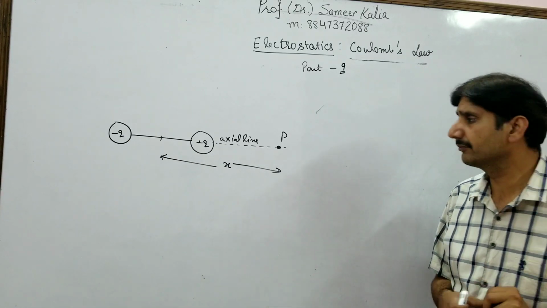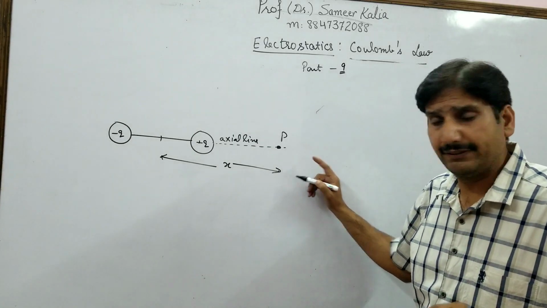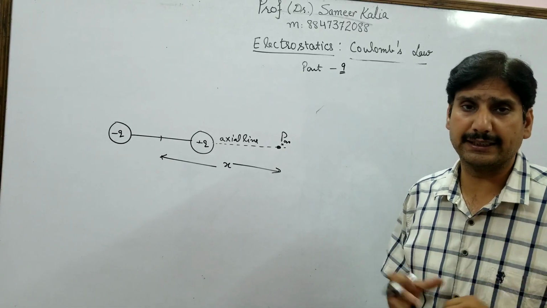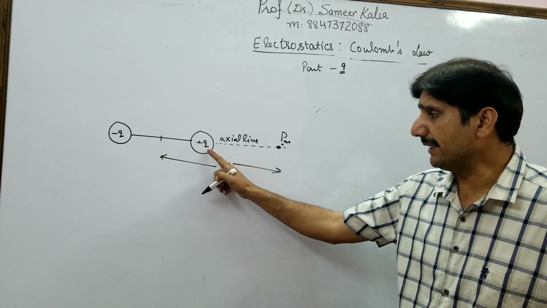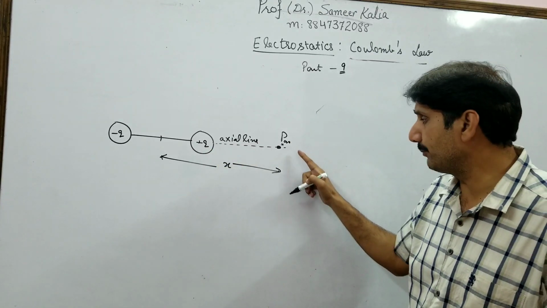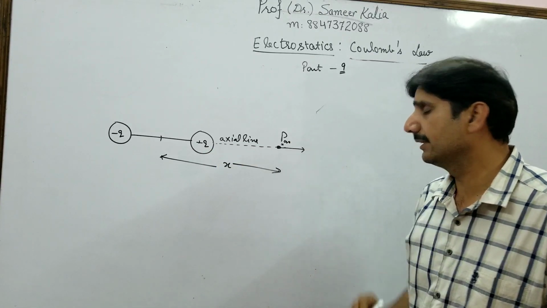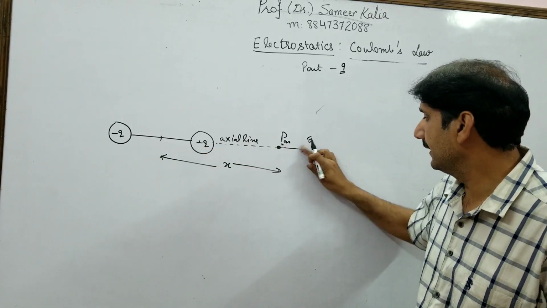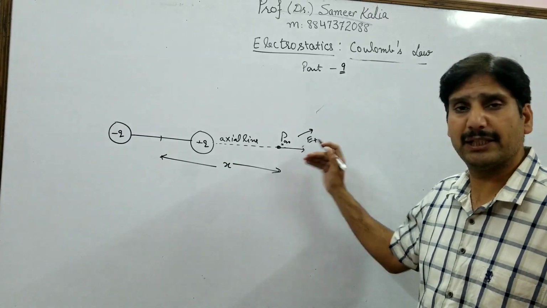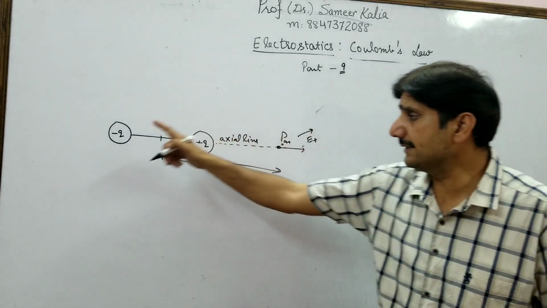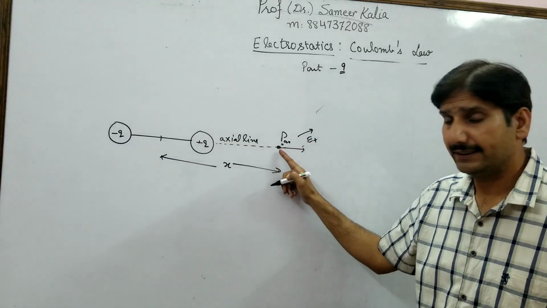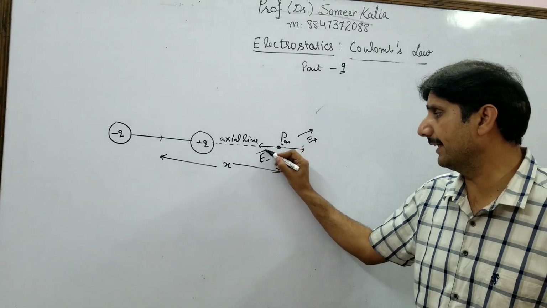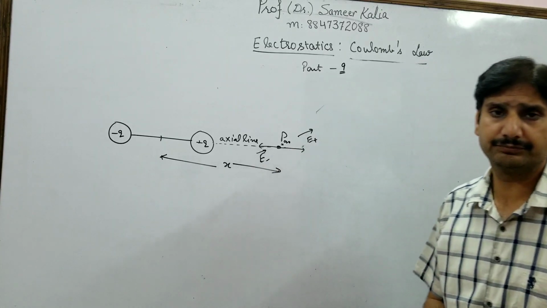How can we do that? Wherever you wish to find the electric field, just put a small test charge plus Q naught from your own side. Now, the positive charge will repel this positive test charge away from it. So the electric field of this positive charge is in this direction, I call that E plus. Whereas the negative charge is going to attract this test charge towards itself. So this is, let's say, the electric field of the negative charge. I call that E negative.